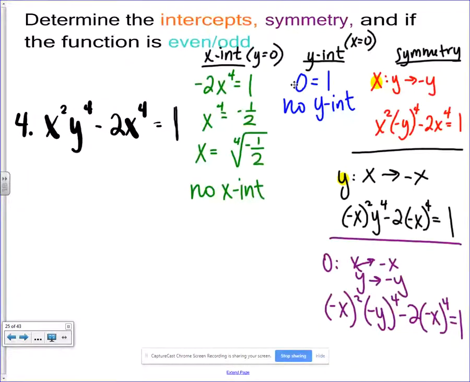Origin, does it have origin symmetry? Yes, everything works out here. It does have origin symmetry. So let's plug it in Desmos and see what this thing looks like. It should be pretty strange looking.